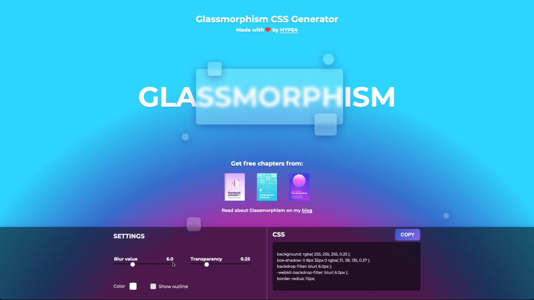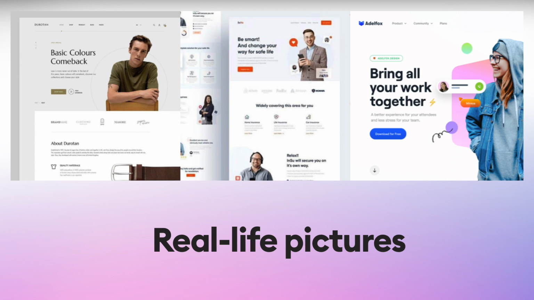And if you want to play around with this, we made a handy CSS generator at glassmorphism.com that you can use right now. Number three, real life pictures.